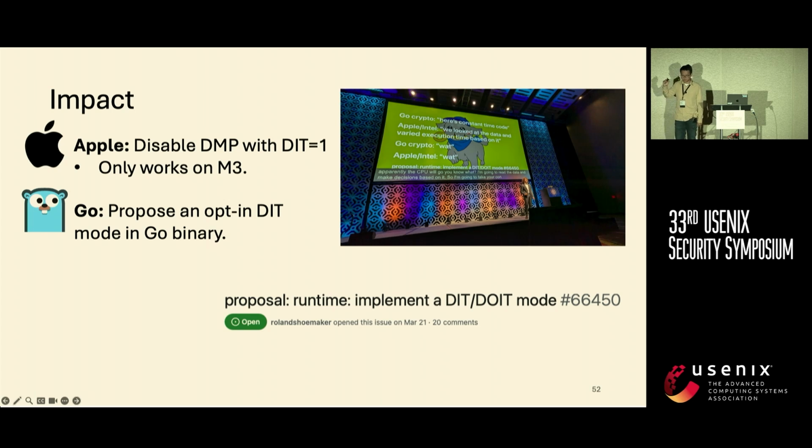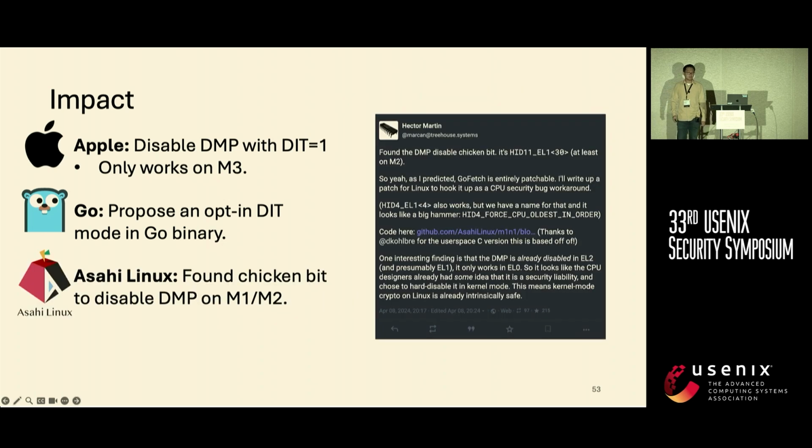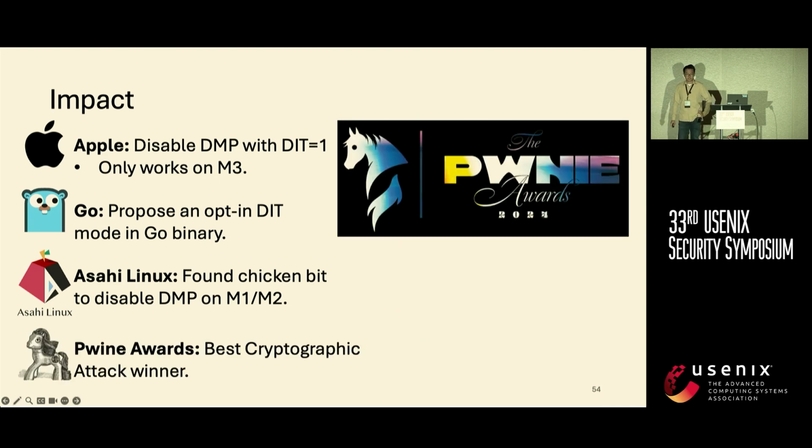Also, by the way, GoFetch was presented at CCC this year. Please see the picture. Hector Martin, the leader of the Asahi Linux project, found the chicken bit to disable the DMP on Apple M1 and M2 chips. But this bit can only be set in kernel space. According to Hector's Mastodon post, he will write up a patch for this. Last but not least, GoFetch was announced as the best cryptographic attack winner by Pwnie Awards this year.